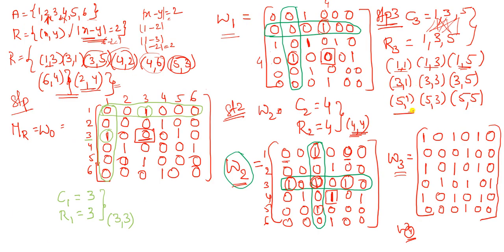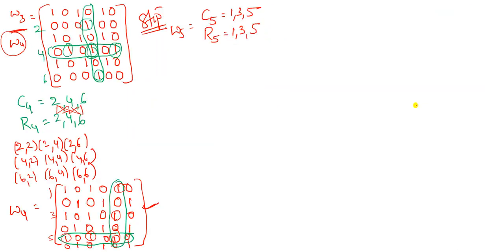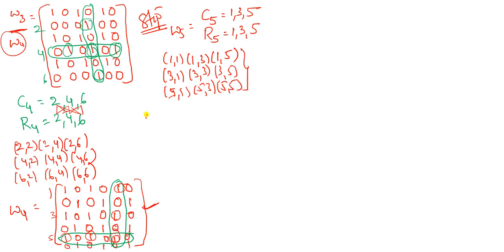Here we got these same values, 1 3 5, 1 3 5. Okay, so I think we have the 1 values here: 1 1, 1 3, and 1 5. Okay, and next 3 1, 3 3, and 3 5. Okay, and next 5 1 and 5 3. These are all our new entries, but these elements already exist in our matrix.